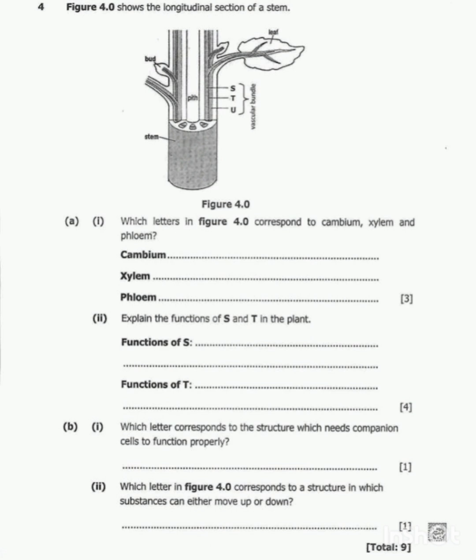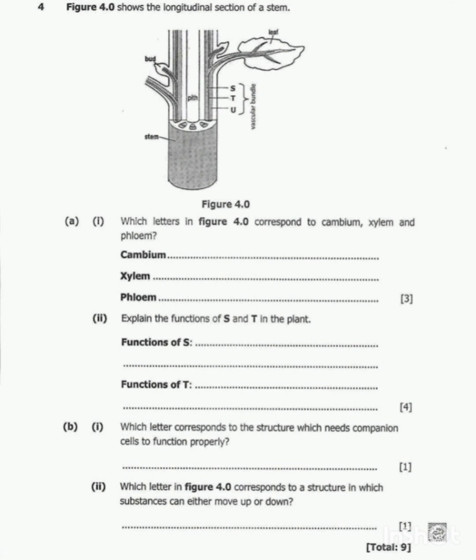Letter U, which is the phloem. The phloem is the one which corresponds to a structure which needs companion cells for it to function properly. So the answer is letter U. Question B, Roman numeral 1, the answer is letter U.